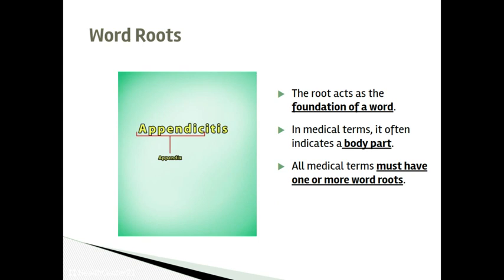So a root, the word root is really the foundation of a word. And what I like about this is the root word always, always, always indicates a body part. So it's kind of pointing you to where this is going on in the body. All medical terms have to have a root word. They can have more than one, but they have to have at least one. So in our example here, appendicitis, append is the root word there. It means appendix. Itis, I actually already told you guys, means inflammation. So we have inflammation of the appendix here.